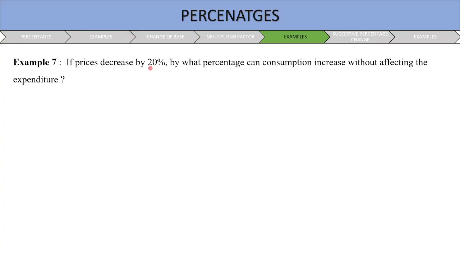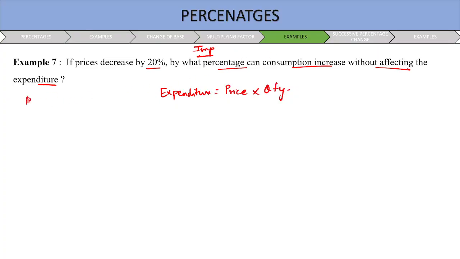If the price decreases by 20%, by what percentage can consumption increase without affecting the expenditure? Okay. So pay close attention to this, guys. This is a very good sum. So your expenditure is price into quantity. Now, how am I arriving at this formula?